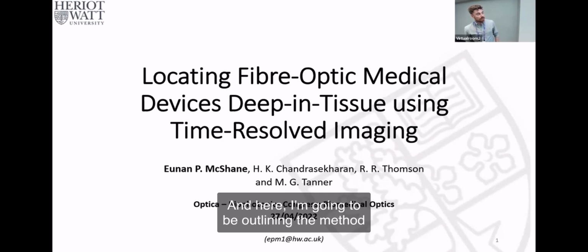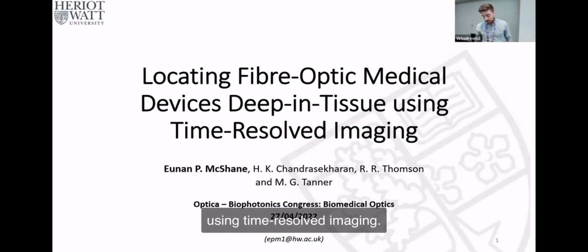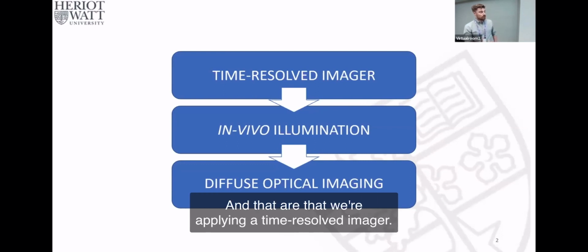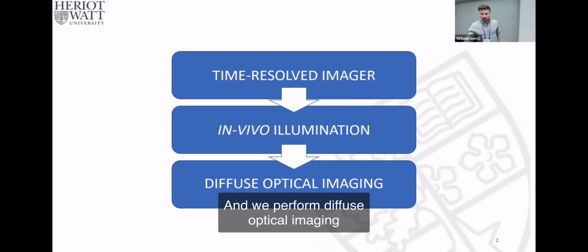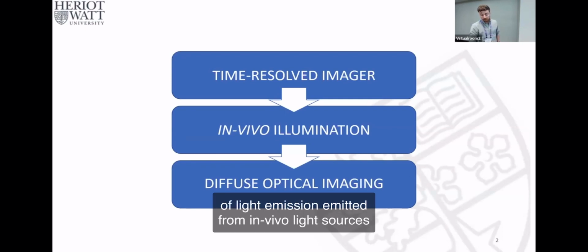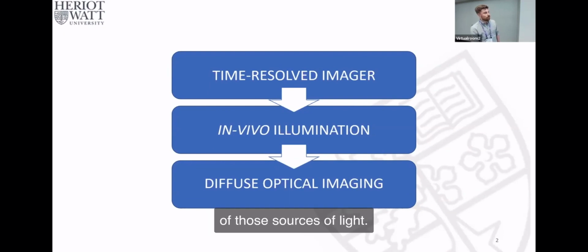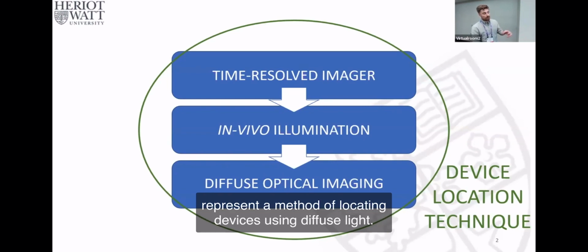Here I'm going to be outlining the method for locating fiber optic medical devices deep in tissue using time-resolved imaging. The method contains three main elements: we apply a time-resolved imager, we provide a method of emitting in vivo illumination, and we perform diffuse optical imaging of light emitted from in vivo light sources to gain some spatial information on the location of those sources of light. These three things in tandem represent a method of locating devices using diffuse light.